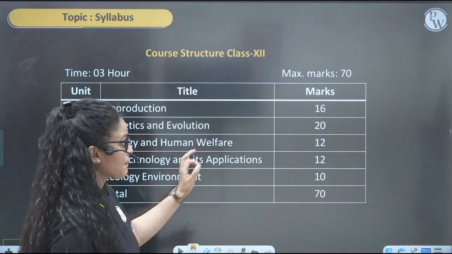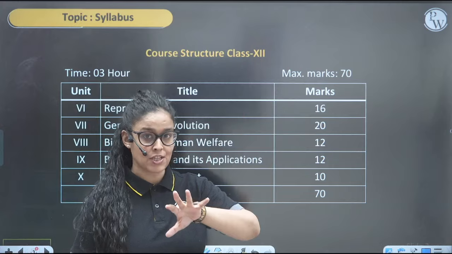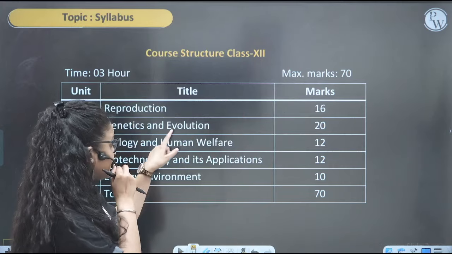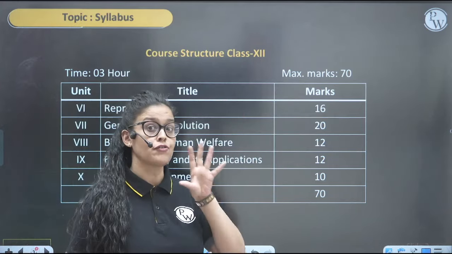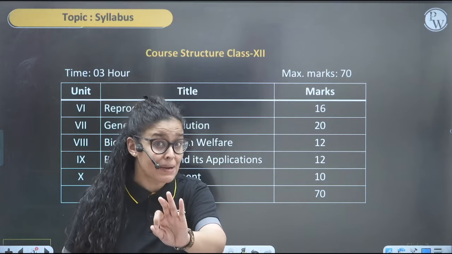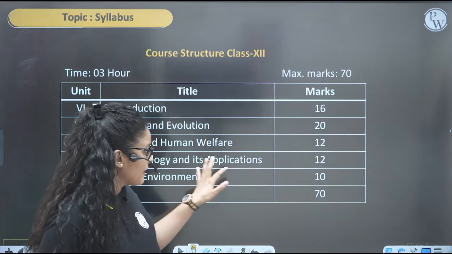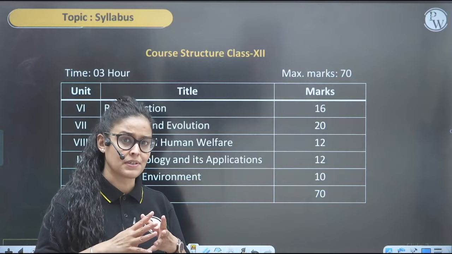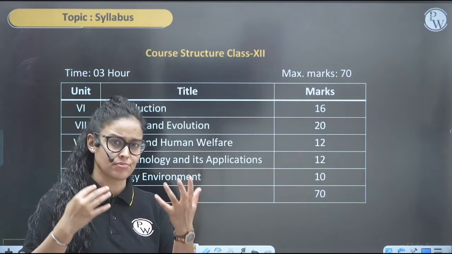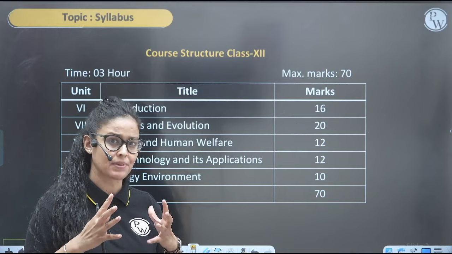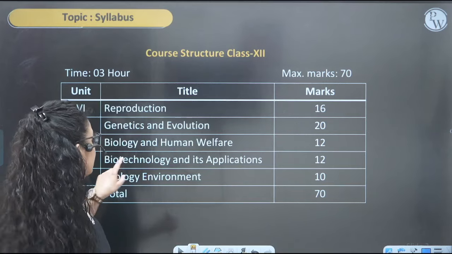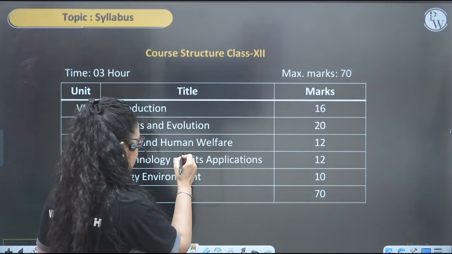First unit is reproduction, which carries 16 marks weightage. Another is genetics and evolution, 20 marks. Out of all the units, this unit is super important, so I hope you have done it well. Biology and human welfare, 12 marks, a very small chapter. You just have to remember a lot of things in this chapter, and it's free marks, I would say, right?